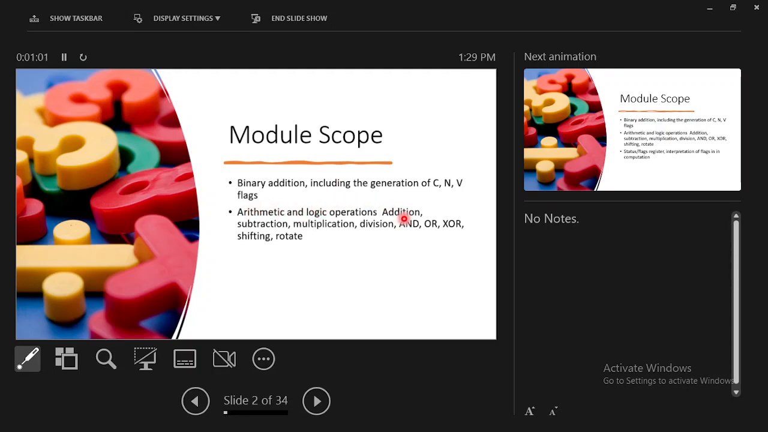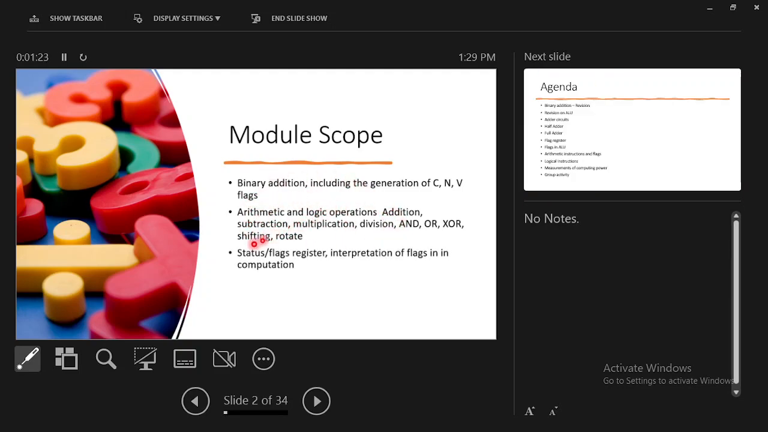Arithmetic and logical operations: addition, subtraction, multiplication, and division. Now, as we already know, the ALU does not focus much on division. Instead, the rest of the things are the main focus: AND operation, OR operation, XOR operation, shifting, rotating, and so on. These are the major things that we want to understand, how they work.